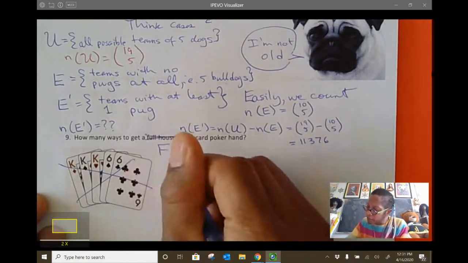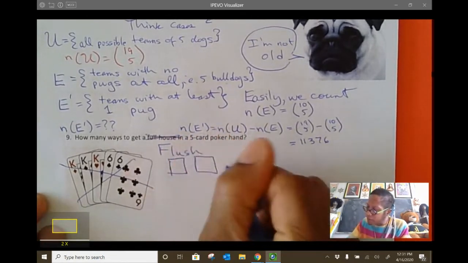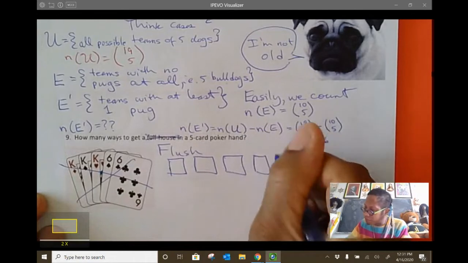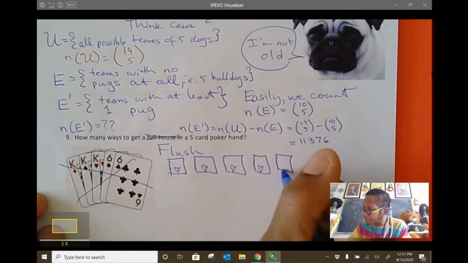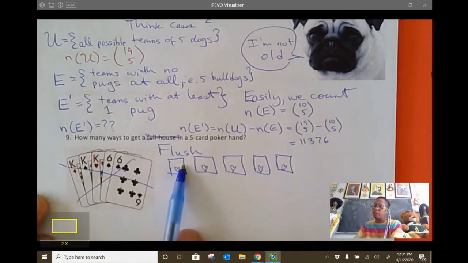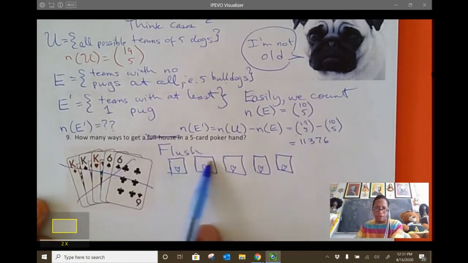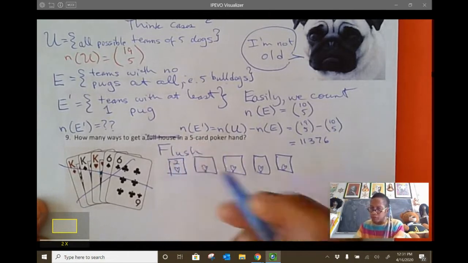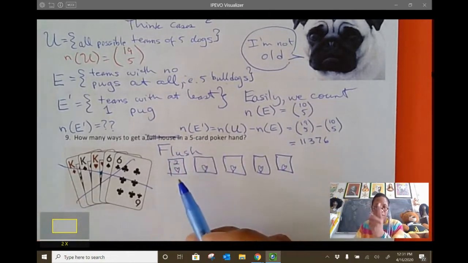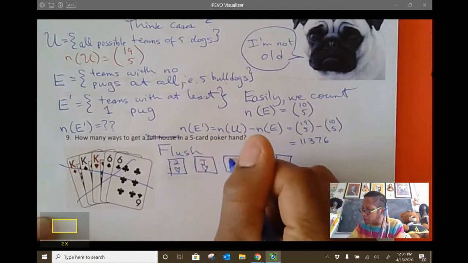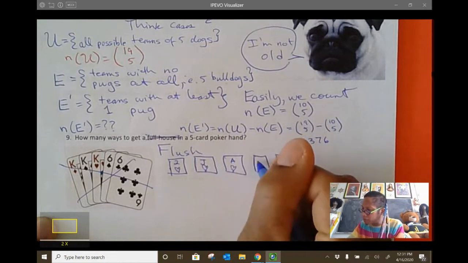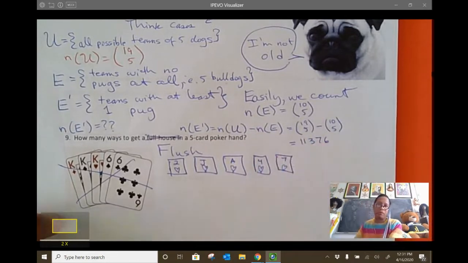Okay, so what does a flush look like? It has five cards and they're all the same suit. Say they're all hearts. And then there can't be a pair here because they're all the same suit. So if there's a two here, there can't be another two anywhere else because there's only one two of hearts in the whole deck. So we have five different denominations, like ace, four, and seven. This is an example of a flush.